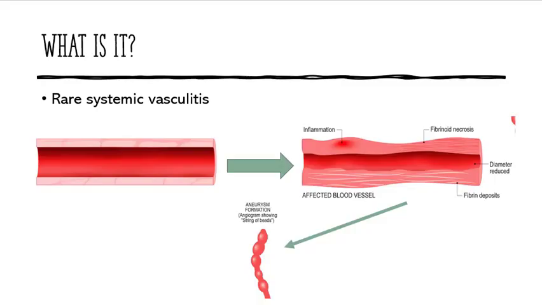So what exactly is Kawasaki disease? It's a rare systemic vasculitis. What does that mean? Systemic meaning all over the body, vasculitis, vasculo or vessels, itis meaning inflammation. So these vessels start becoming inflamed, and when vessels become inflamed, they can start thinning, reducing the diameter inside the walls, making it harder for blood to travel to areas that it needs to.